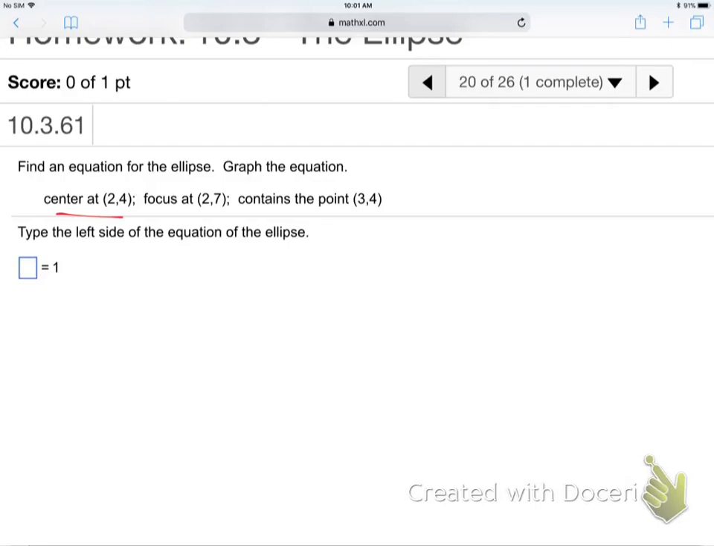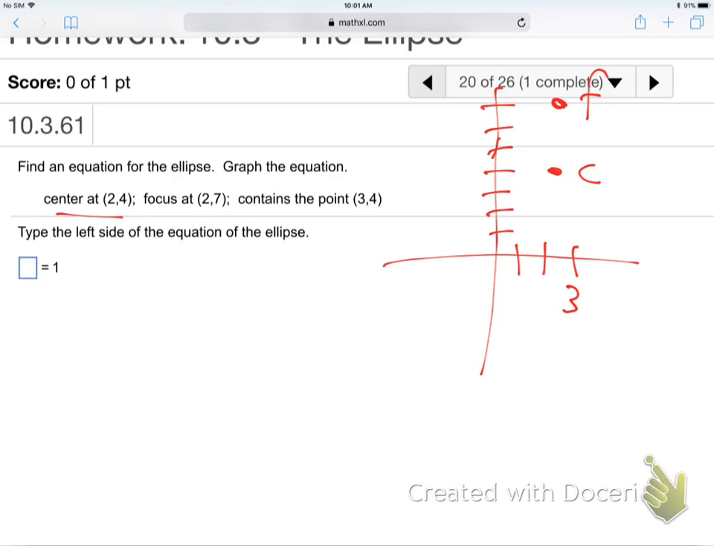All right, they're telling me the center is 2, 4. 1, 2, 1, 2, 3, 4. Boom, right there, 2, 4. Focus is 2, 7. So there's the center. There's the focus. And it contains the point 3, 4. So here's the focus, the center, and it contains the point right here. This is 3, 4. This is 2, 4. This is 2, 7. All right, you with me on the graph there?